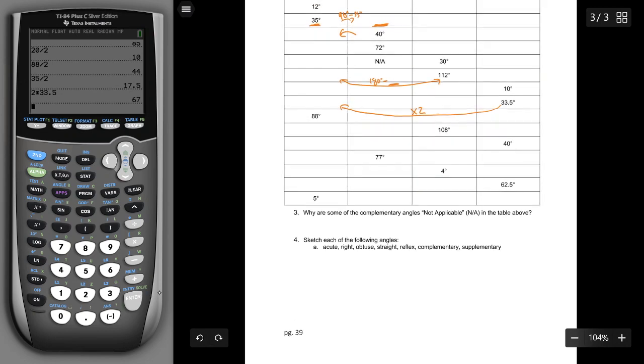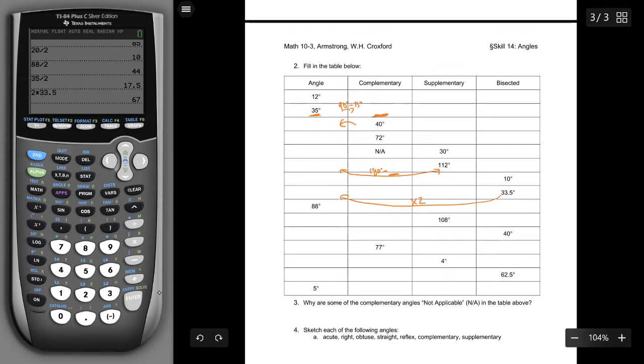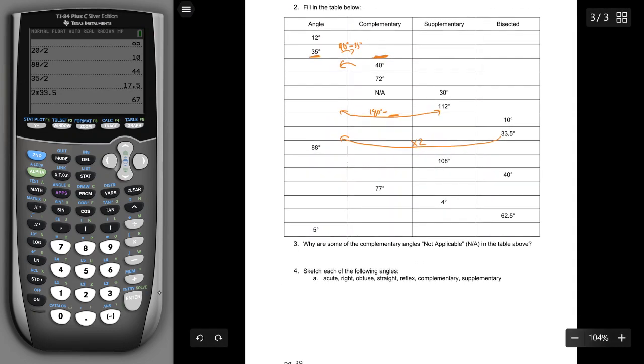Okay, and then there's a couple other examples underneath. This one here I like, by the way. Why is that not applicable? Well, you're going to have to figure out this angle, and then you can answer this question below.